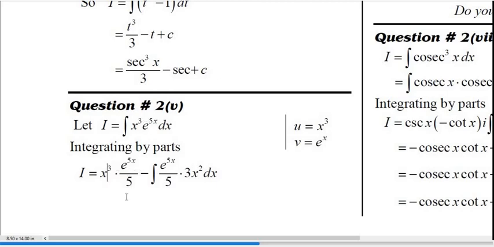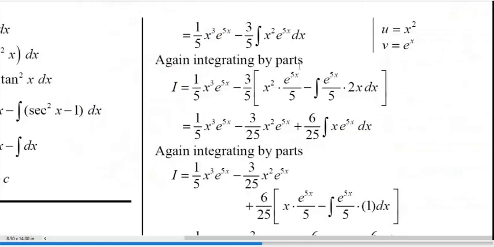So e power 5x divided by 5, minus the integration of the integral of the second function, e power 5x divided by 5, times the derivative of the first, x cube, which is 3 x square, with the power 3 minus 1 being 2. So 1/5 x cube e power 5x minus 3/5 into the integration of x square e power 5x. Here we again have two functions, x square and e power 5x. One is algebraic, the other exponential. Again we apply integration by parts.